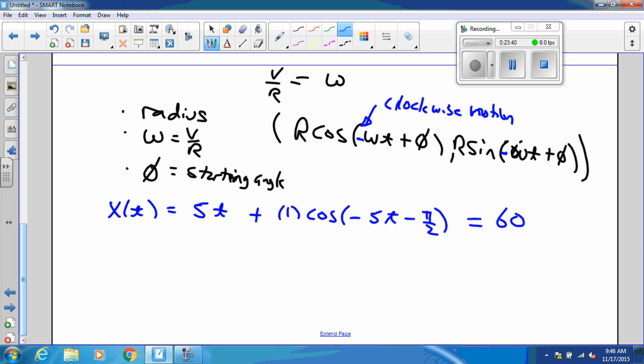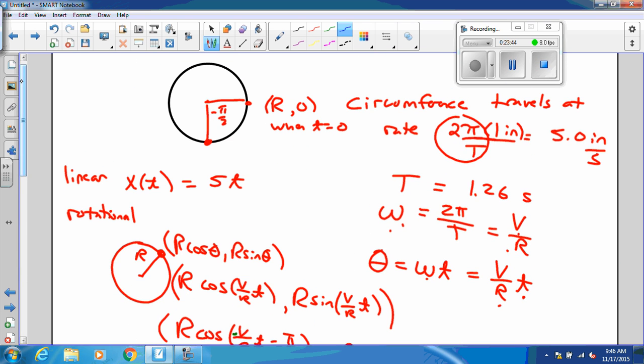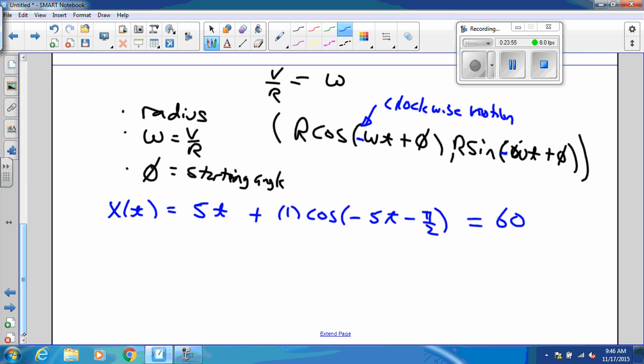I'm sorry. Yeah. Why was the starting angle negative pi over 2? Because the red dot is starting on the ground, according to the problem. Oh, yeah. And so instead of starting right here at 0, it's starting at negative pi over 2. Oh, yeah, so what's a good starting guess for the time?